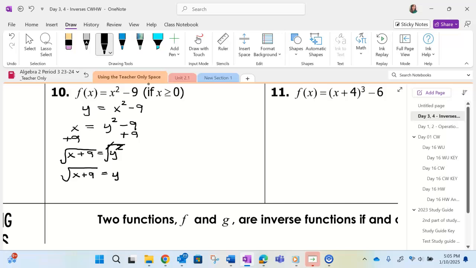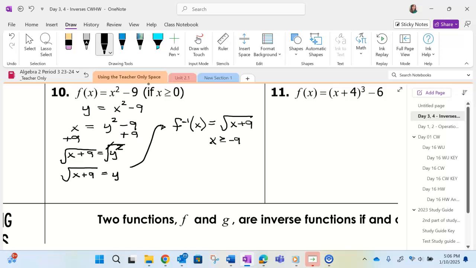Now, coming back to restrictions, this works. Let me go ahead and rewrite it. f inverse of x equals the square root of x plus 9. Now, this works as long as underneath the radical is never a negative number. Because remember, in square roots, you can't have negatives. It's imaginary. So we have to put on the restriction here, that x has to be greater than or equal to negative 9.